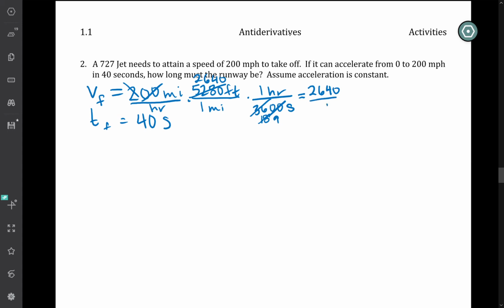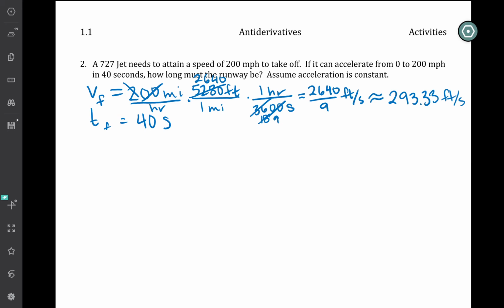2640 over 9 feet per second. And, let me see. Check what that is. 293.33 feet per second. Okay. So we know we want our final velocity to be about 293 feet per second. We want that to happen after 40 seconds. We're looking for the length of the runway, so we want to know what the final position is going to be.